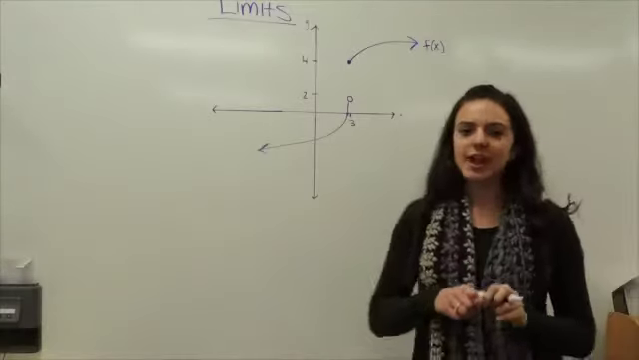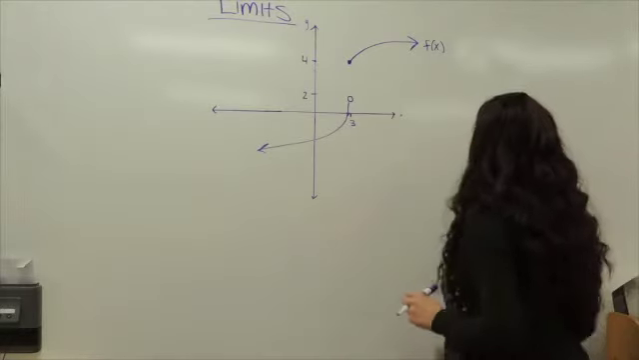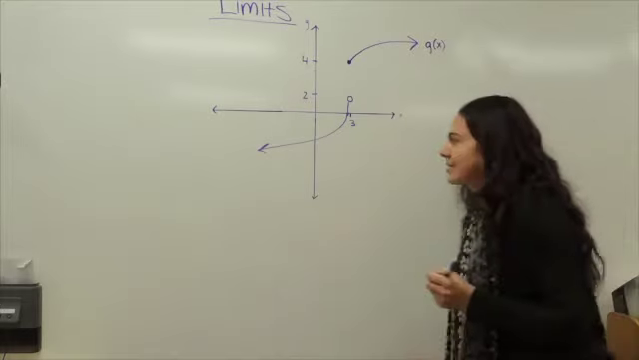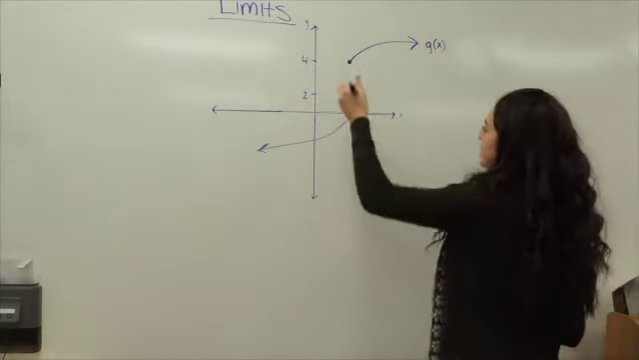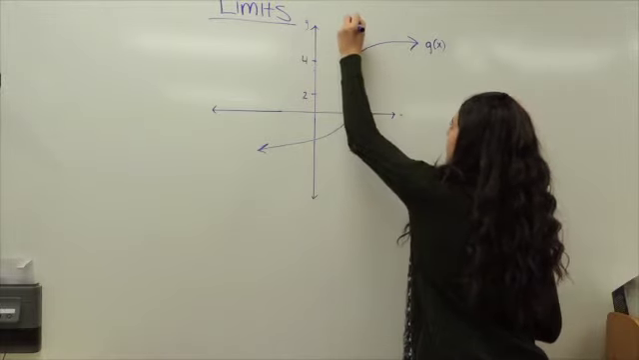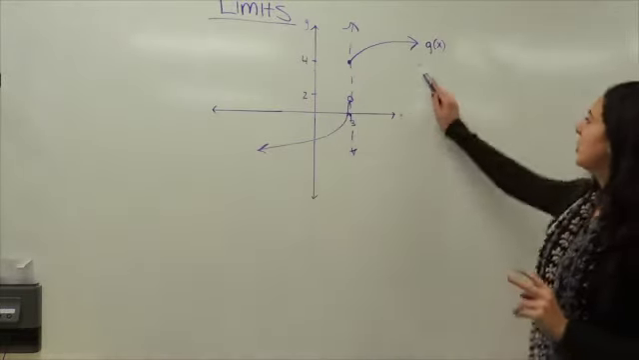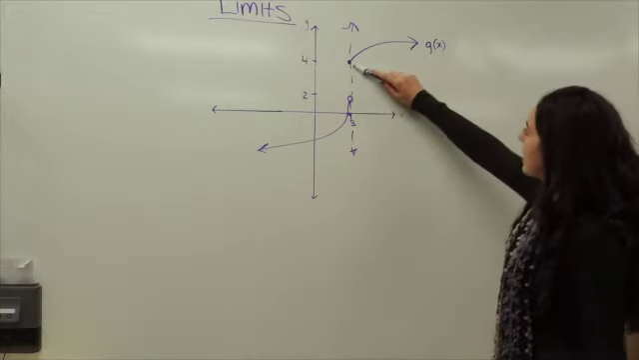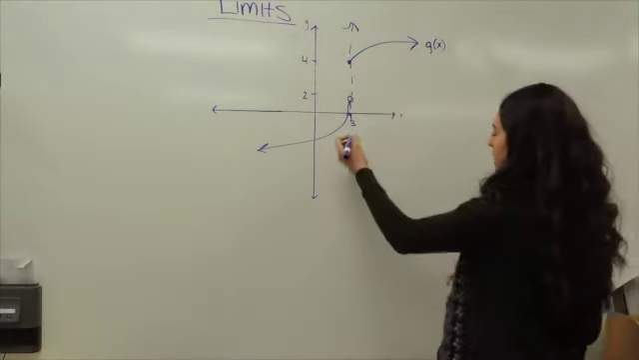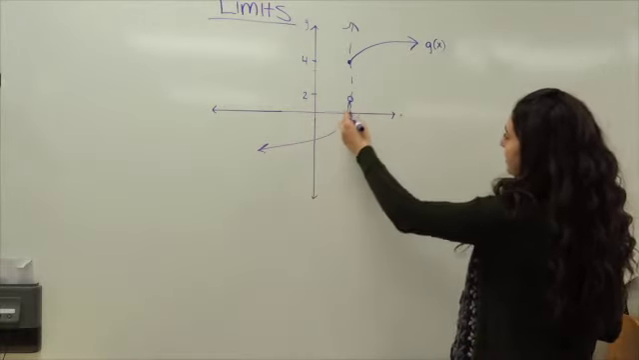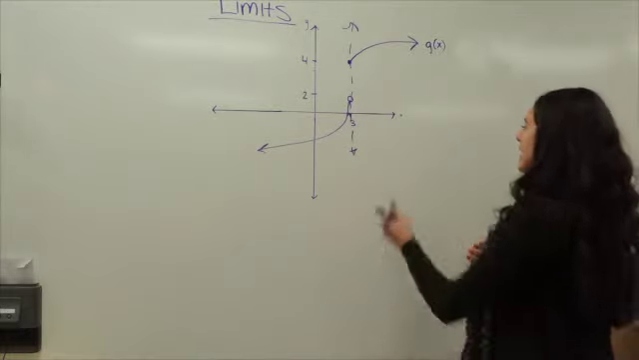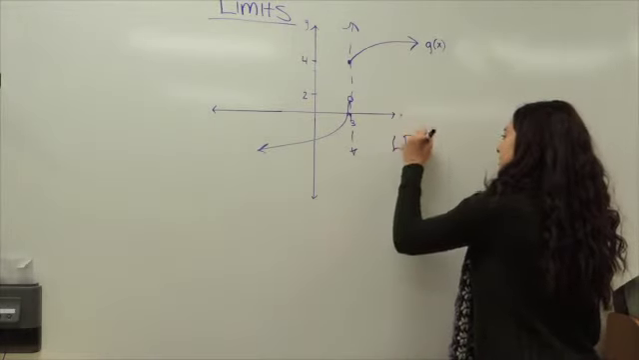Okay, so now we look at this other function, g of x. So now we're going to still be looking at the limit as x approaches 3, but we're going to see that this one is not as simple. When you approach this one from the right, you see that the y value is approaching 4. But as you approach from the left, the y value is approaching 2. So since they're not approaching the same thing, the limit does not exist.